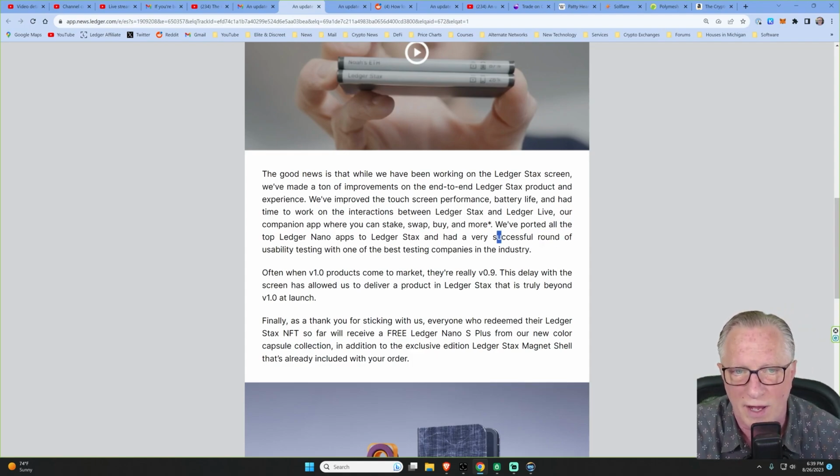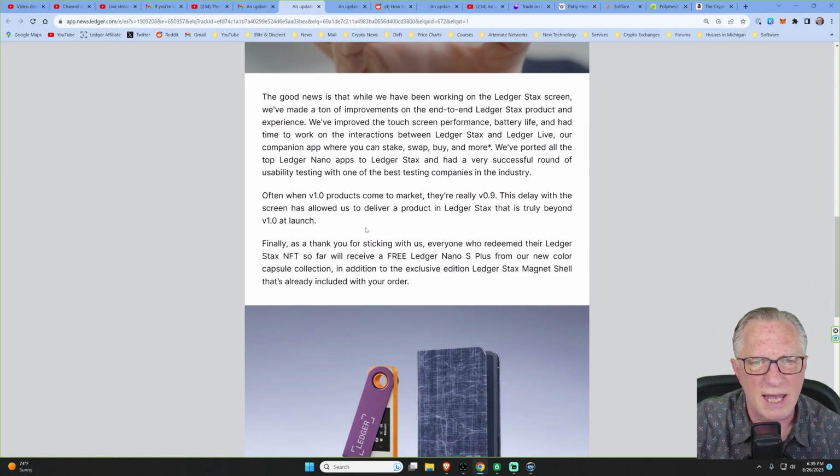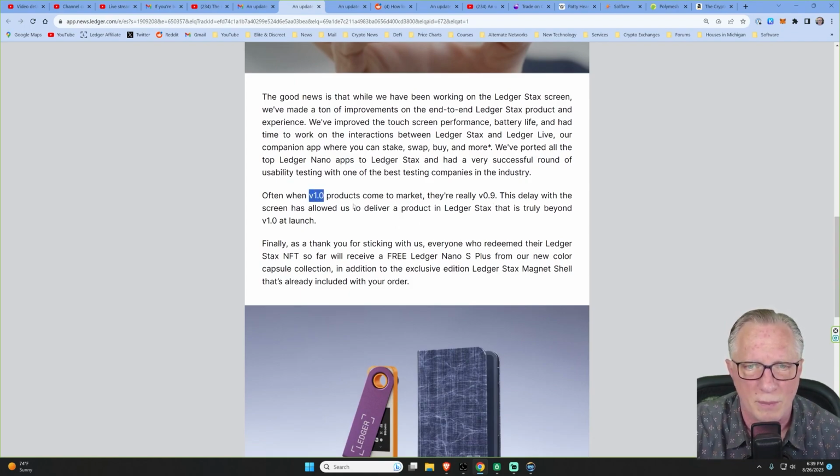Very successful round of usability testing with one of the best testing companies in the industry. He's saying that most products when they debut at version 1.0 are really version 0.9, and this delay with the screen has allowed us to deliver a product in Ledger Stax that is truly beyond version 1.0. Well, yeah, they've had almost a year. They better be doing something, right? Thanks for sticking with us.